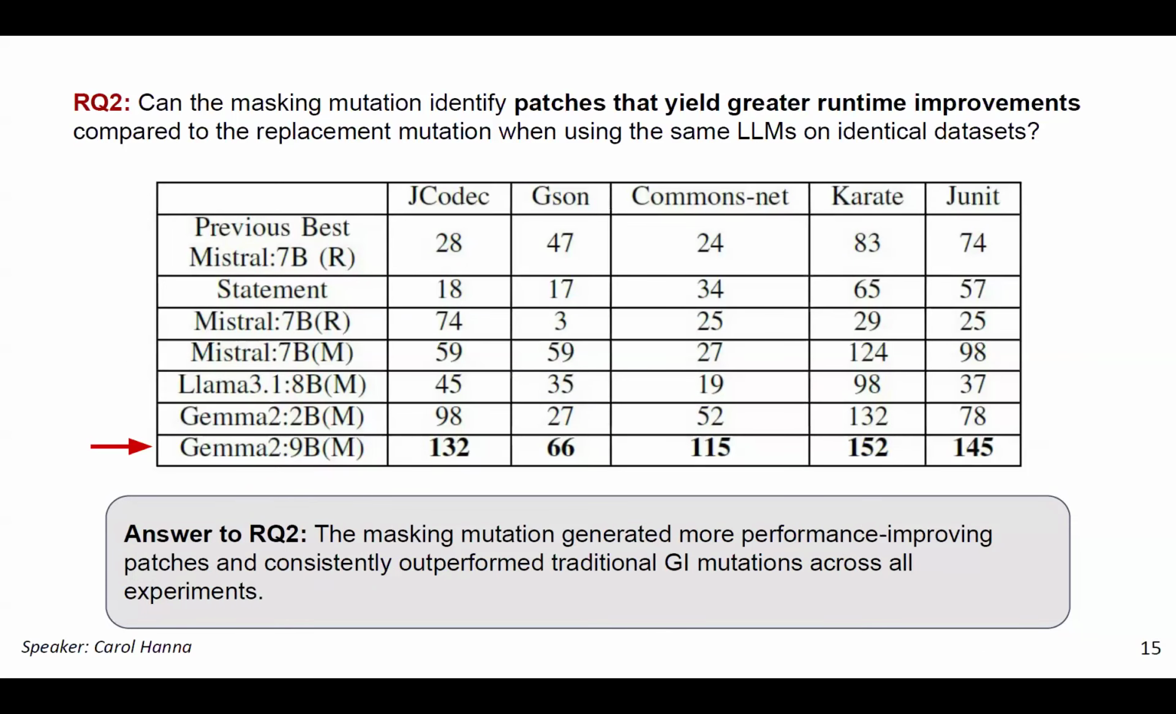And then looking at the number of patches that yielded greater runtime, that's presented in this table. And we can see that in the last row in bold, where I have that red arrow, Gemma 29B had the best results. But what's interesting is that the row just above it, Gemma 22B, which is a much smaller model that can easily be run locally on most machines, also had very good results. So that's something to keep in mind. If you're constrained on resources, smaller models are not out of the question, and a model like Gemma 22B performed pretty well.